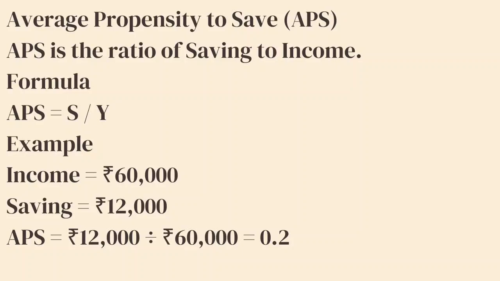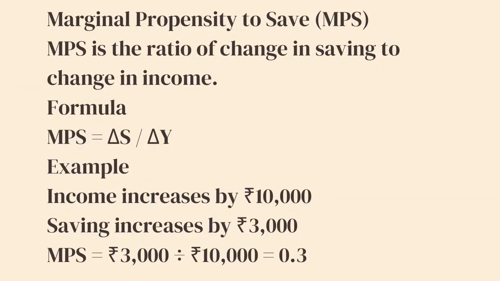Notice something interesting. If APC is 0.8 and APS is 0.2, their sum becomes 1. We'll use this relationship in the next slide. Finally, let's understand marginal propensity to save. MPS tells us how much of additional income is saved. Suppose your income increases by 10,000. Instead of spending everything, you save 3,000.